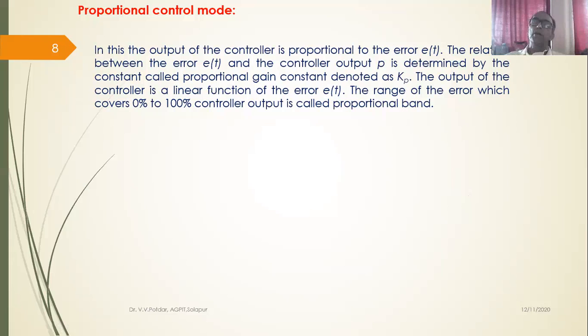The more the error, the more the controller output. The less the error, the less the output. This is called a proportional controller. The range of the error which covers 0 to 100% controller output is called the proportional band.